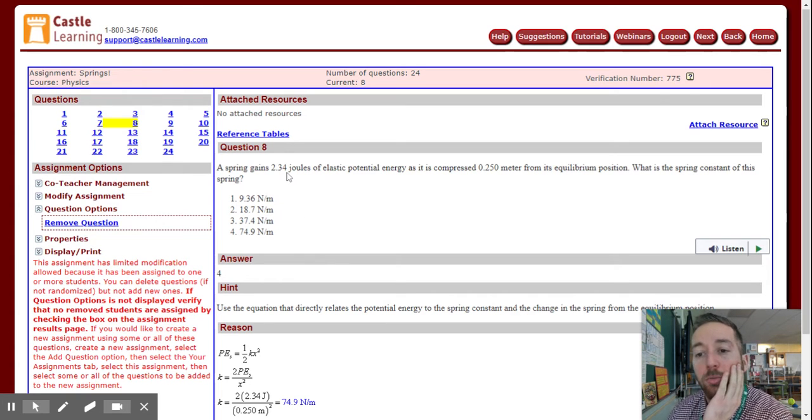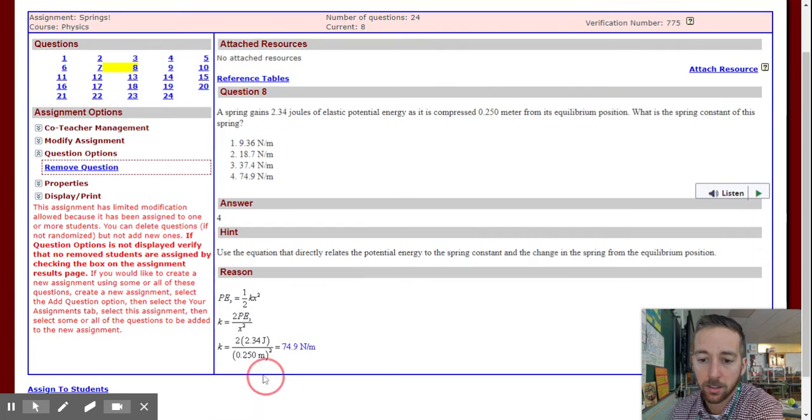You gain 2.34 joules of elastic potential energy as it's compressed. What's its spring constant? All right, they give us energy, they gave us distance, they want spring constant again. Here it is, energy in a spring. You're coming back to that equation, substitute in for potential and for x, and you get almost 75 newtons per meter.